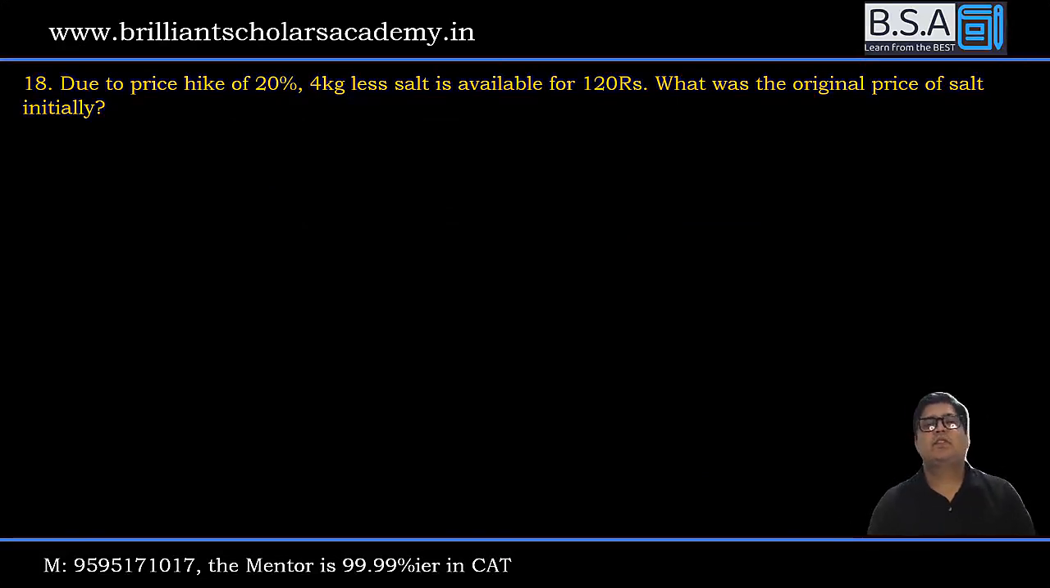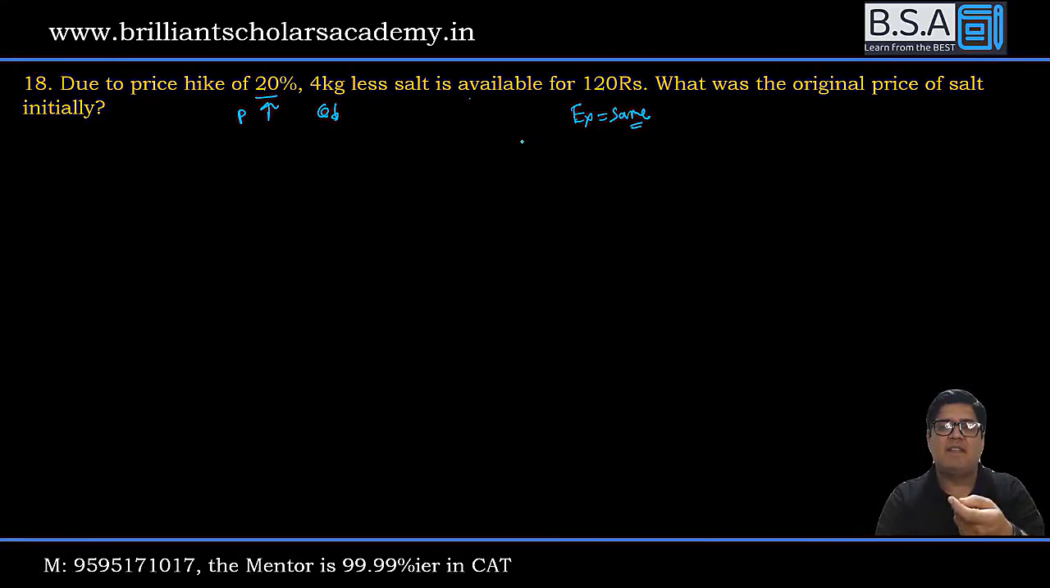Such questions can be done through ratios, such questions can be done through equations. It's a very simple problem. We are saying that because price has gone up, a lesser quantity will be purchased because expenditure is the same. You are not changing expenditure, prices have gone up, so obviously you will be able to buy less quantity.